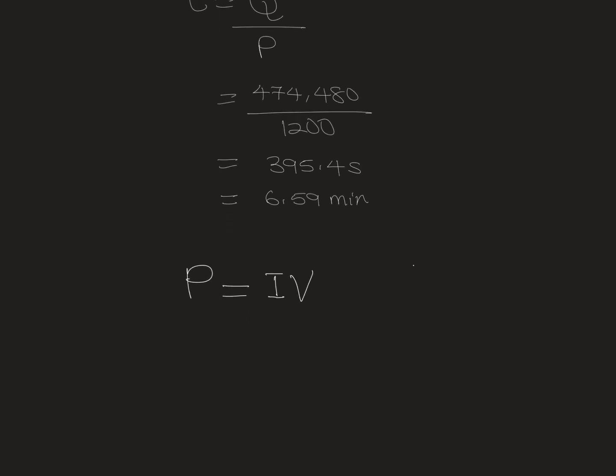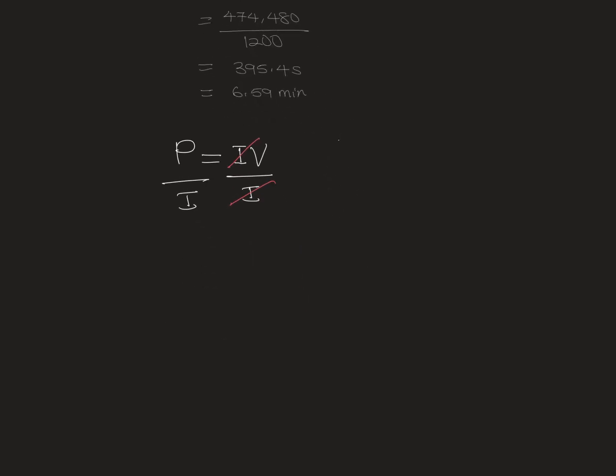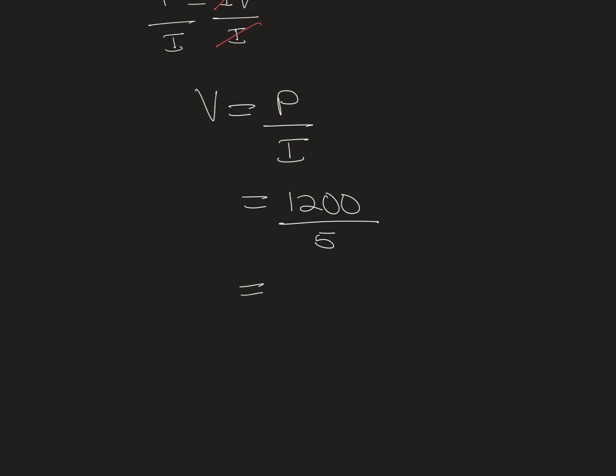So if we want to find the voltage, we divide both sides by current. So this will cancel this. That is to say, the voltage is equal to power divided by the current. The power is 1200 watts divided by the current, 5 amps. So 1200 divided by 5 is going to be 240 volts.